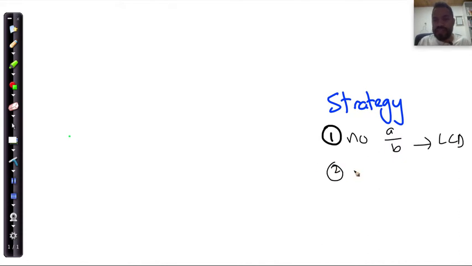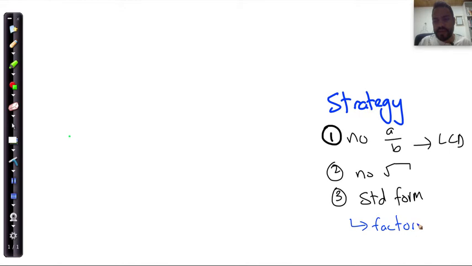Number two is if we see there are roots, try and get rid of the roots. And how do you do that? That's by isolating the root and then squaring both sides. Number three is you need to write it in standard form, and we'll talk about what standard form looks like. And then finally you've got to try to solve it using factorization, and if factorization doesn't work, then you try and use the quadratic formula. In any case, we're going to try and use this in a moment.